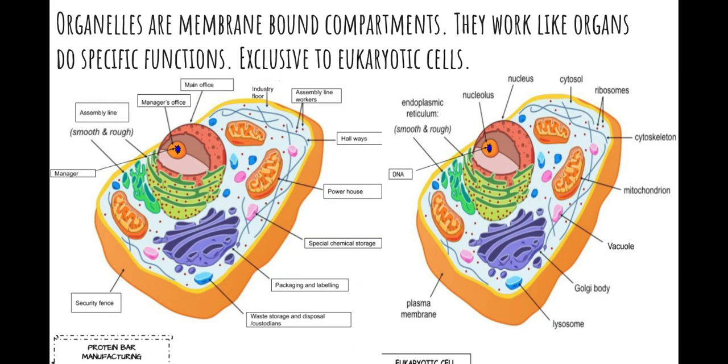Organelles are just like the organs of our body. They are meant to carry out specific functions. Only eukaryotic cells have these membrane bound organelles, so they can function more efficiently than prokaryotic cells. We are going to learn about the functions of each of these organelles by using a factory as an analogy.